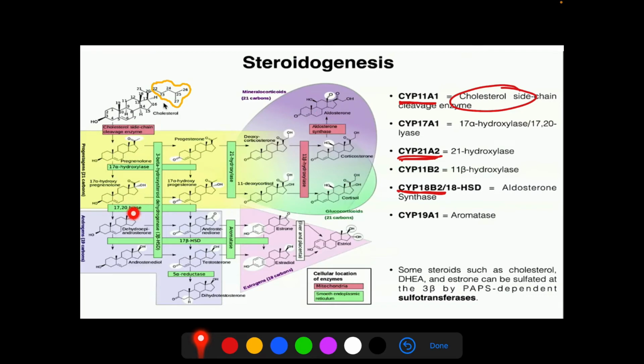So if the 17,20 lyase performs its activity on pregnenolone, for example, and progesterone, it will use the hydroxyl group to induce the removal of this ketone. As what you can see here, there is a ketone. So the first two androgens are DHEA, the dehydroepiandrosterone, and the next one, the androstenedione.